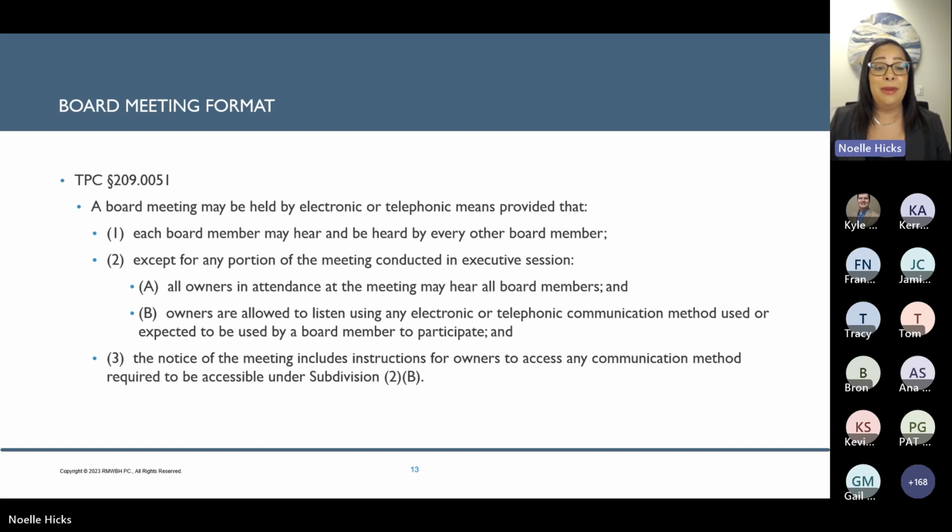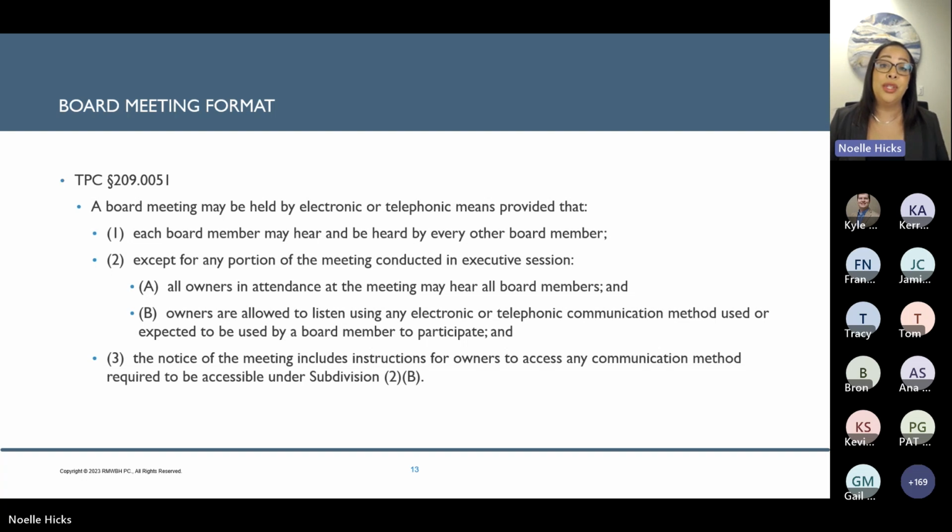Each board member has to be able to hear and be heard by every other board member. That means the sound has to be working properly. And except for any part of this electronic or telephonic meeting that's being conducted in executive session, all of the owners in attendance, because remember, we're talking about open board meetings that are open to homeowners, also have to be able to hear all the board members. And owners should be allowed to listen using any electronic or telephonic communication method that can be expected to be used by a board member.